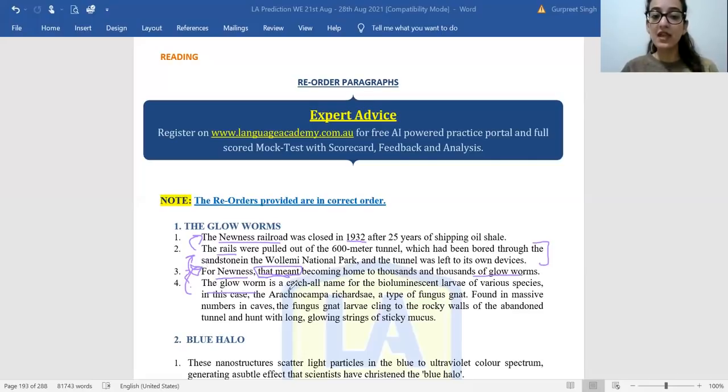So the glowworm is a catch-all name for the bioluminescent larvae of various species in this case. And then we have the explanation about where they are found, and they're found in caves. The fungus larvae cling to the rocky walls of the abandoned tunnel. And this is all what's happening after we find glowworms in those caves.